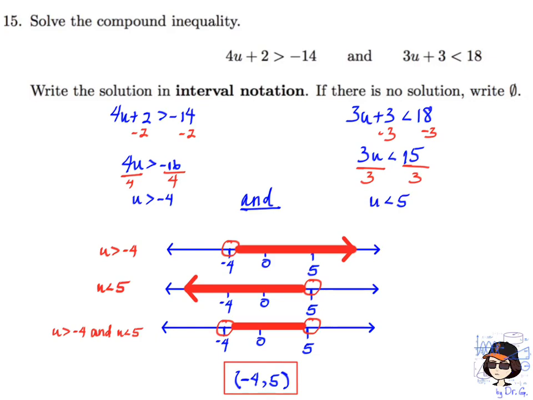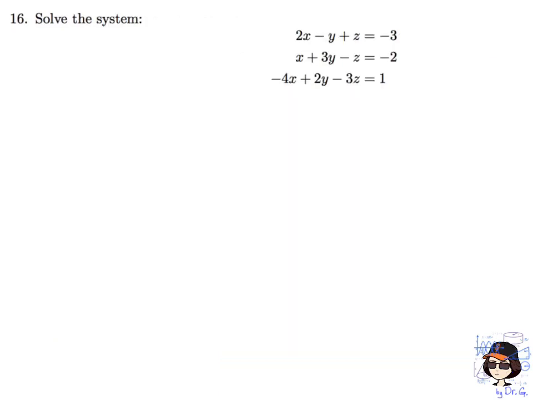Okay, so that was number 15. Let's look at 16. All right, so 16 is a system of equations, and it's a 3 by 3, meaning we have 3 equations and 3 variables, x, y, and z. So what we do when we have a 3 by 3 is we use elimination to eliminate one of the variables and also get down to 2 equations. So then we reduce it to a 2 by 2, 2 equations and only 2 variables.